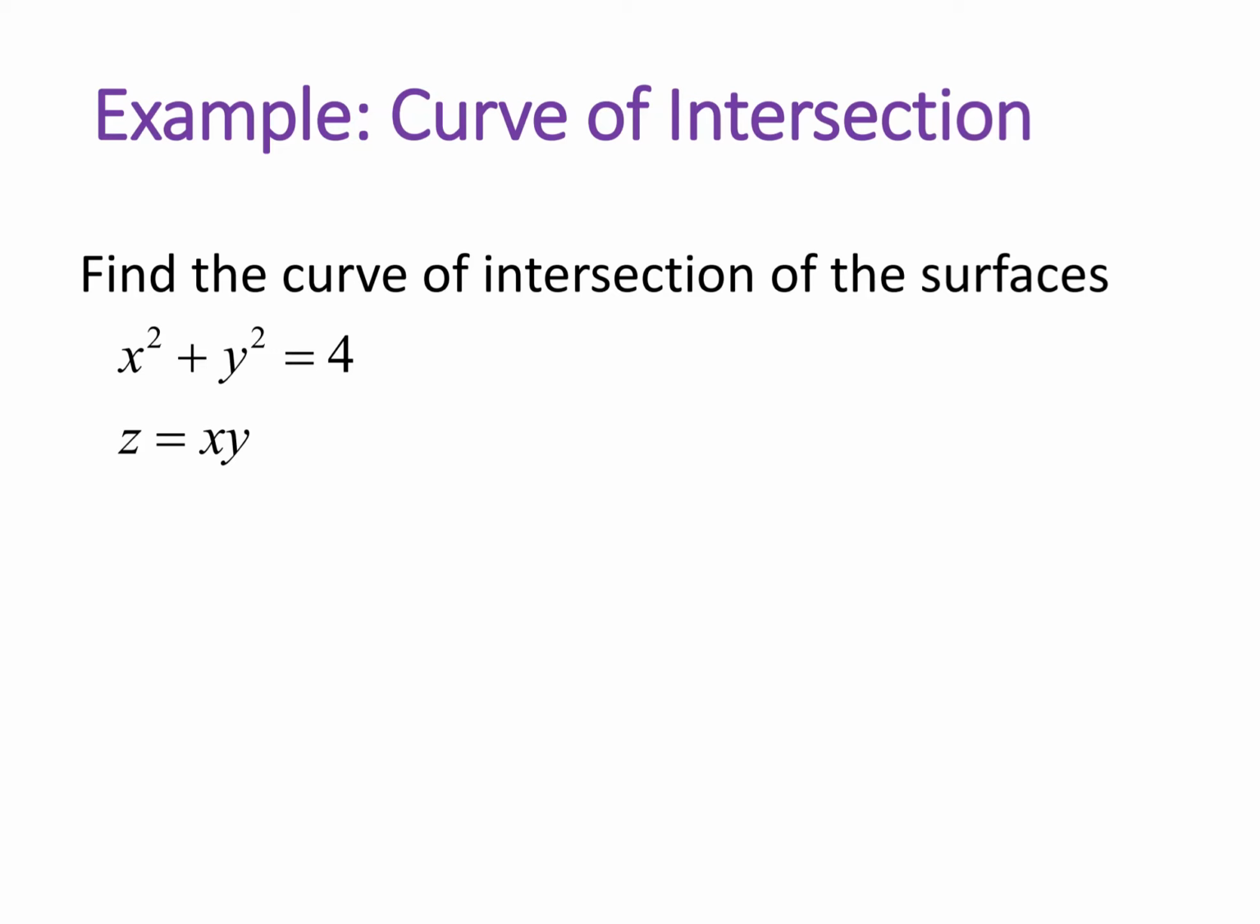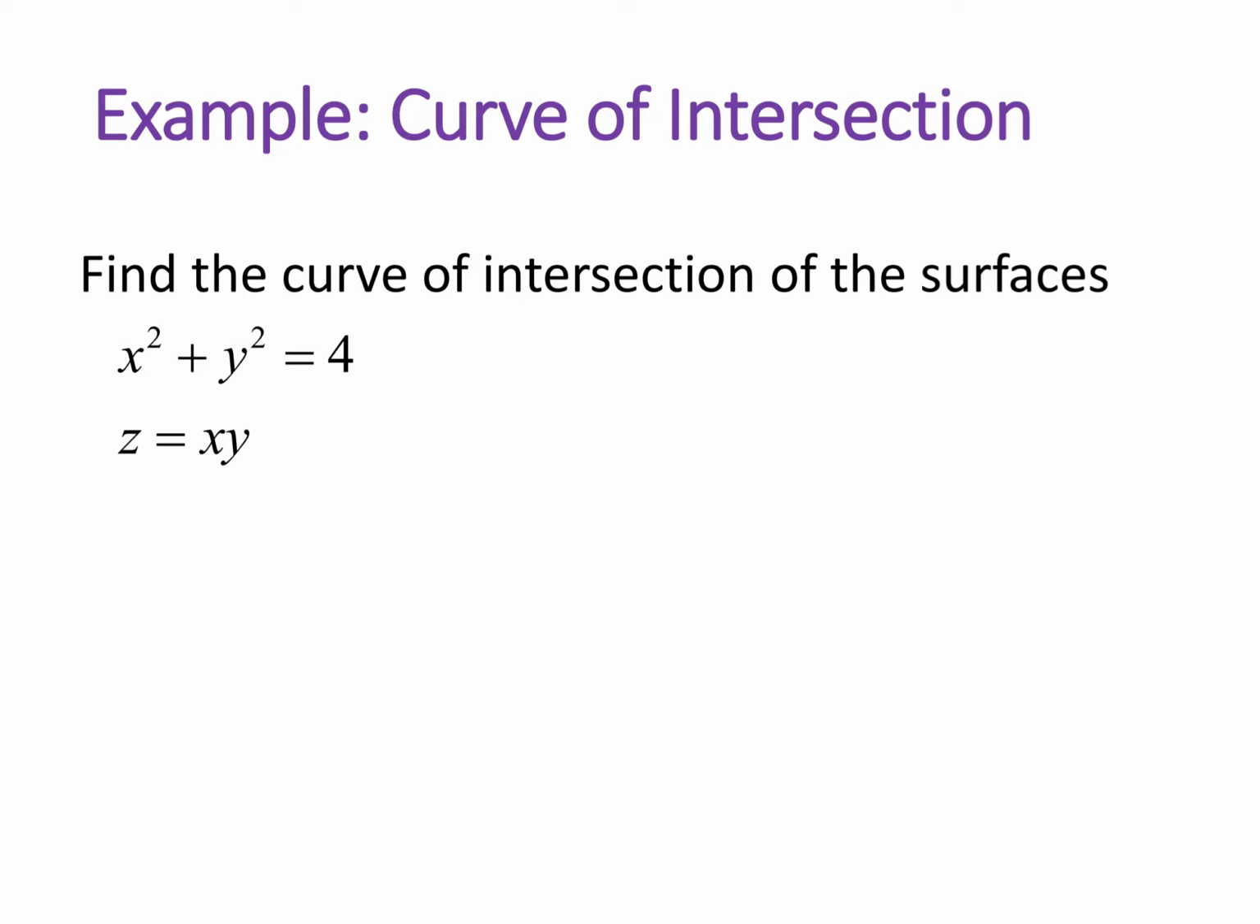We should recognize that first surface, x squared plus y squared equals 4, as a cylinder, where the central axis is the z-axis, and our cylinder has a radius of 2. The other surface is not any of the standard surfaces that we readily recognize. It is a standard surface, but not one that we readily recognize.